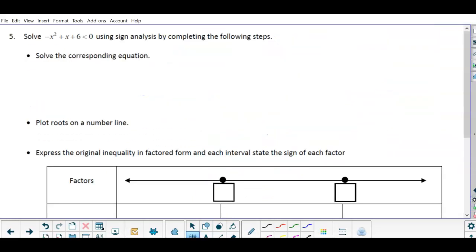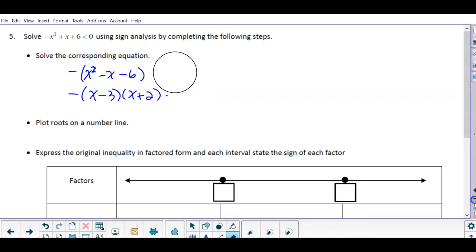Okay, so next one. This is using sign analysis. So basically you're looking at each of the factors rather than going back into the original. So solve the corresponding equation. So I'm going to factor out a negative. So that would be minus, okay, then x minus 3, x plus 2. Sorry, I'll do the equation. We don't really care about the negative when we're solving the equation. So those are going to be your two solutions, your two critical values.